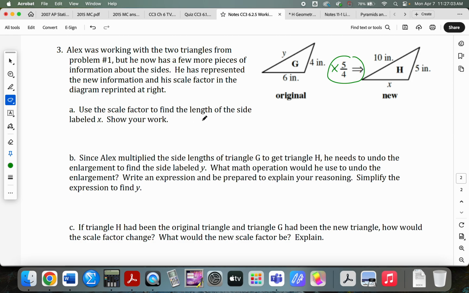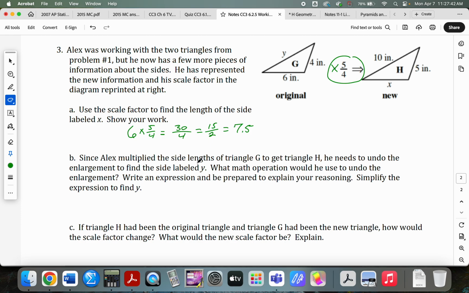So use the scale factor to find the length of the side labeled x. So we're going to go from the original to the new. So we're going to take 6 times 5/4. Well, 6 times 5 is 30. That would be 30 over 4, which is 15 over 2, which is 7.5. And that's going to be x. And this is how you would show your work.